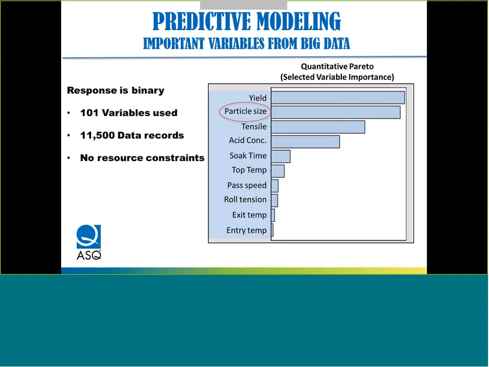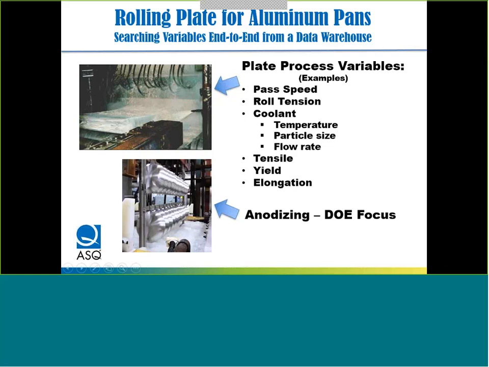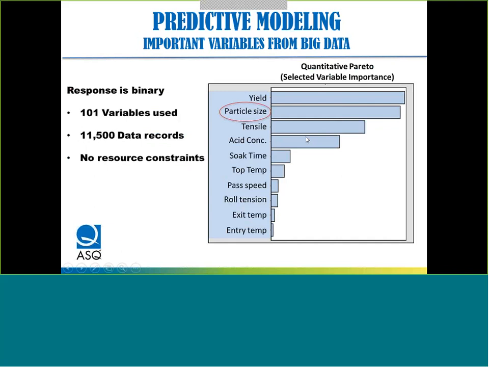particle size. Let's go back and look and see what that is. So the particle size in the coolant, this liquid that's bathing the plate, the particle size in that emulsion was the number 2 variable contributing. When we started working with the engineers and discussing this, they said, oh my goodness, we never thought about it. But that is what really conditions the surface of the metal.